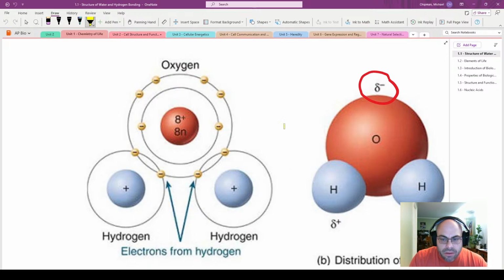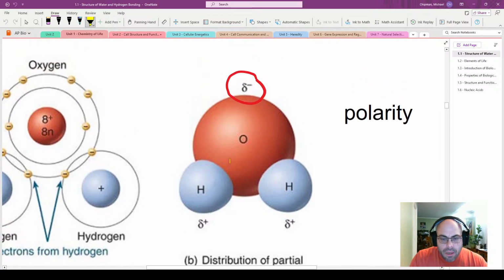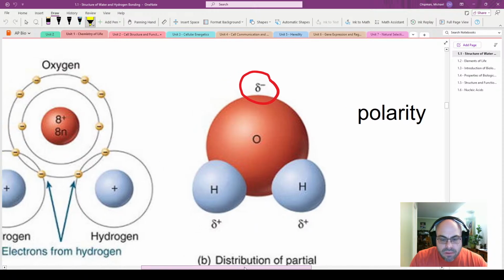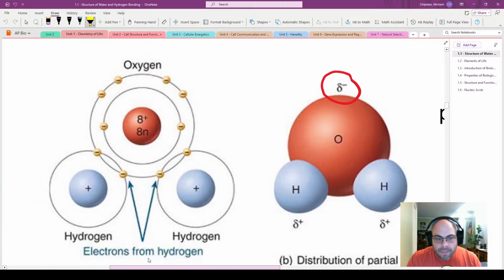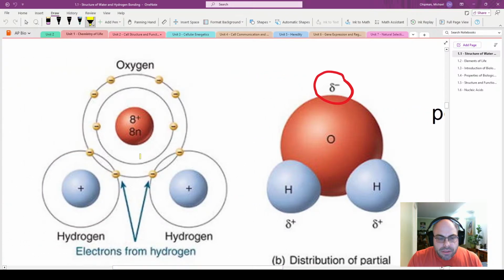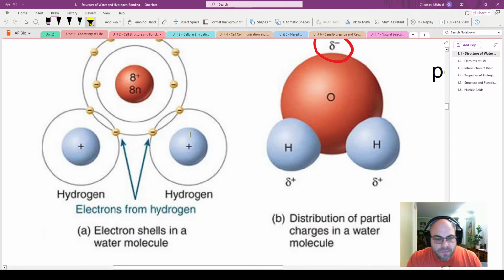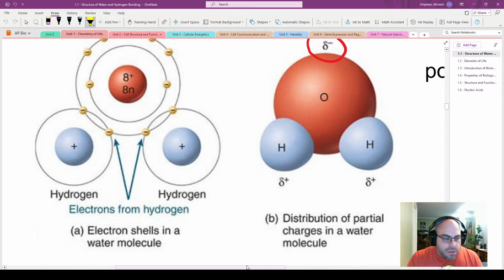Well, notice how much bigger oxygen is than hydrogen, right? The oxygen nucleus is 8 times more positive than the hydrogen nucleus, right? And what do electrons like more than anything? They like protons, right? And so these electrons are going to spend the majority of their time around this oxygen nucleus as opposed to this hydrogen nucleus. And so what that's going to cause is the unequal sharing of electrons.